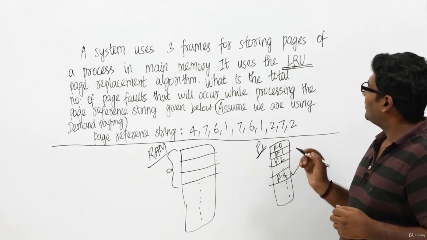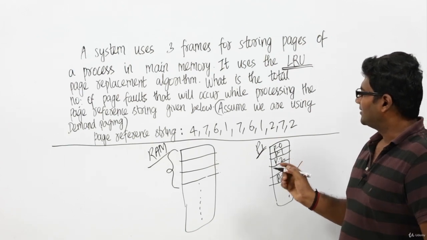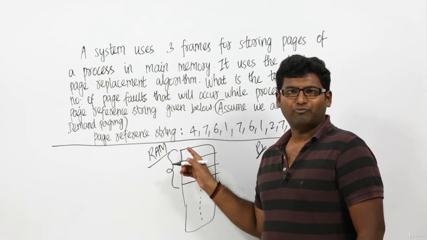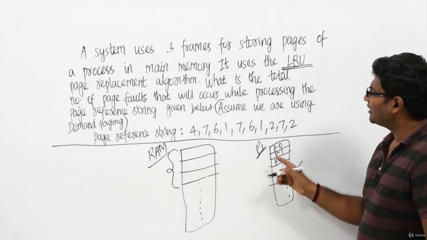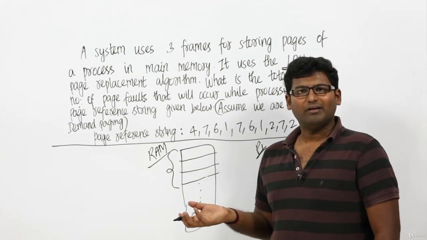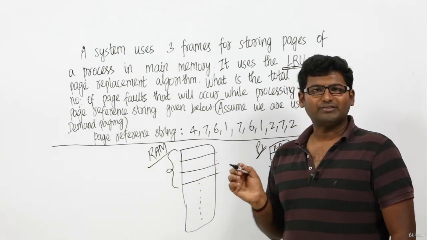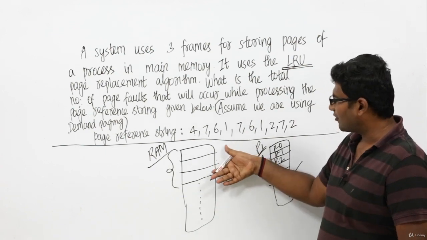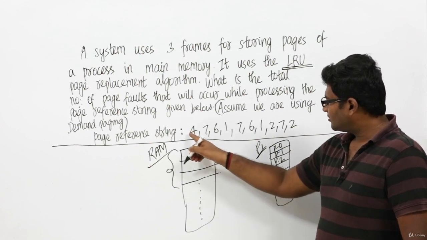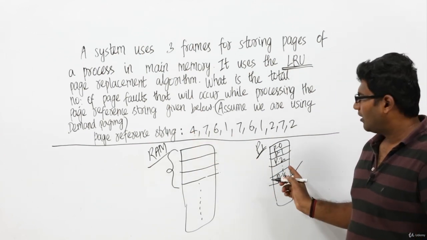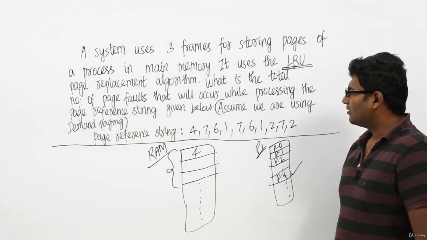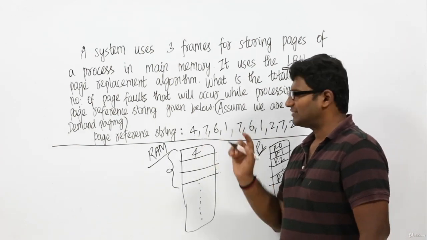Fine. Now what do we mean by least recently used algorithm is, see, let us assume initially CPU is requested for page number 4, right? Page number 4. Now since we are using demand paging, page number 4 will definitely not be present inside the RAM. Why? Because this is the first time page number 4 is requested. Initially all these 3 frames allocated for process P1 will be empty, right? Fine. Now since page number 4 is requested by CPU, I am going to load page number 4 inside the RAM, right? Fine. Now CPU is requesting for page number 7.